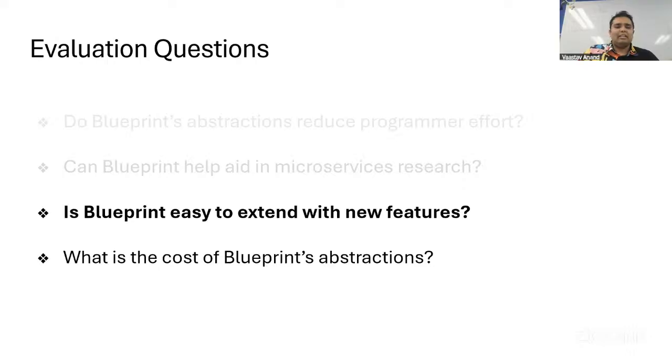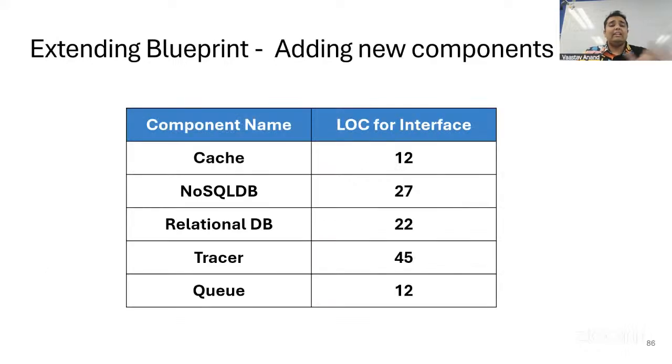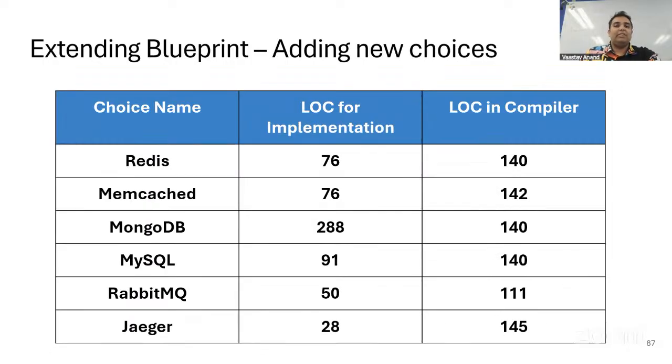Now let's take a look as to how easy it is to extend Blueprint with new features. Here, adding new components requires only 10 to 50 lines of code changes for specifying a specific interface for a new component. Adding new choices for a new component requires around 200 to 400 lines of code.